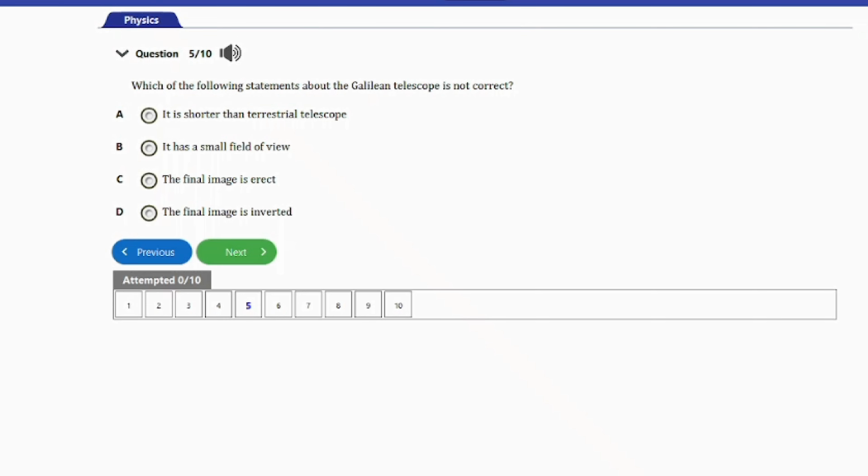The answer to this question is option D. The final image is inverted. This is not part of the features of a Galilean telescope. A Galilean telescope produces a final image that is erect, and it has a small field of view. It is also shorter than terrestrial telescope, but it does not produce an inverted image. So option D is the answer to this question. Let's go ahead and consider the next question.